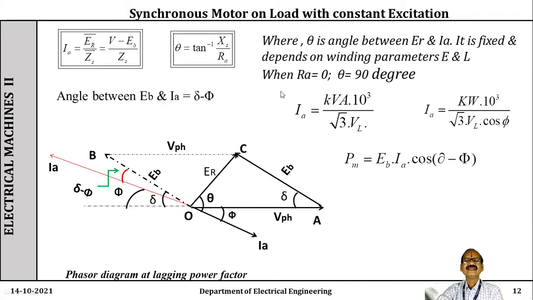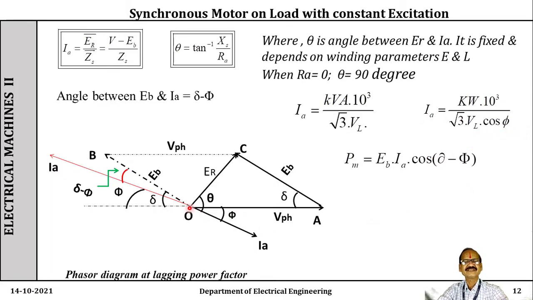Okay. If the rating of the synchronous motor is given in kVA, how to find the full load armature current? It is kVA × 10^3 divided by √3 V_L. If the kilowatt rating is given and the power factor is known to us, the armature current is kW × 10^3 divided by √3 V_L cos φ.